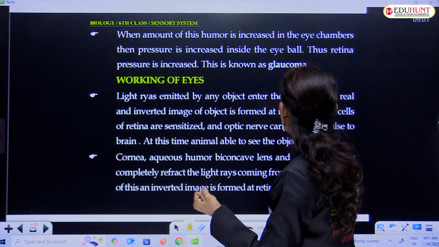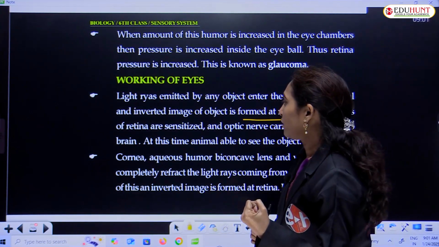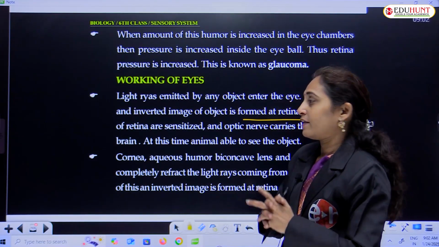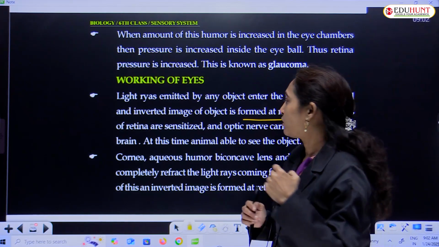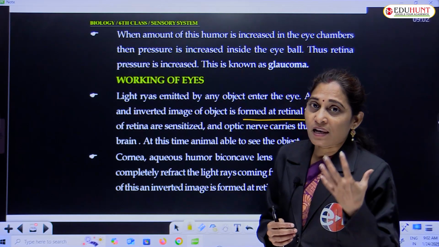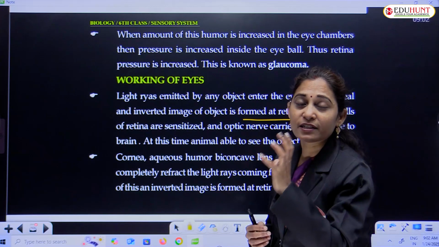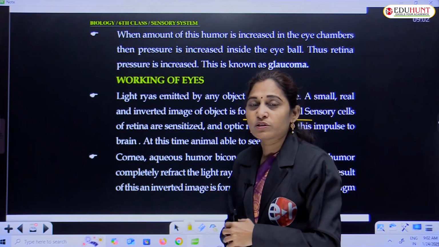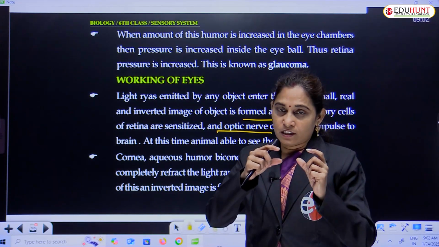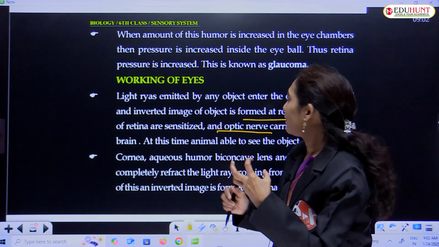The sensory cells of the retina, they capture, they receive the light rays, and because they are very sensitive to the light, they carry the impulse. The light impulse is carried to the brain. It must be carried to the brain to be detected, so it must be carried via an optic nerve. Optic nerve ద్వారా ఈ బ్రెయిన్కి ఇంపల్స్ రెటినాల్ పంపిస్తుంది.